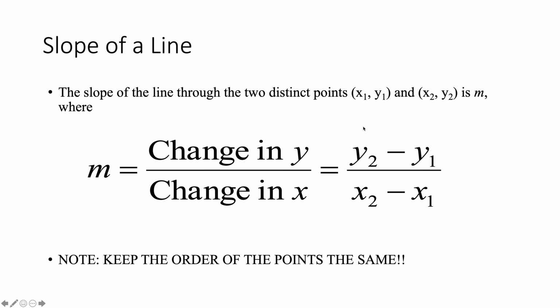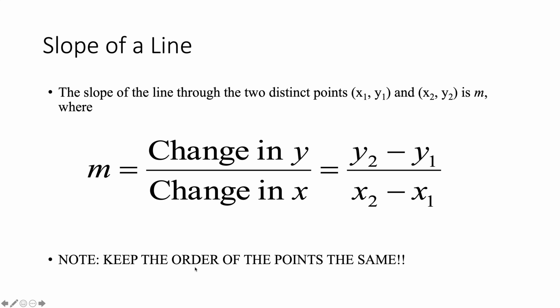So all the formula says is you do the change in y over change in x, which is the y from the second point minus the y from the first point. That'll give you the difference or the change in the y, over the x from the second minus the x from the first. That will give you the change in the x. So it's the second point minus the first point over the second point minus the first point.